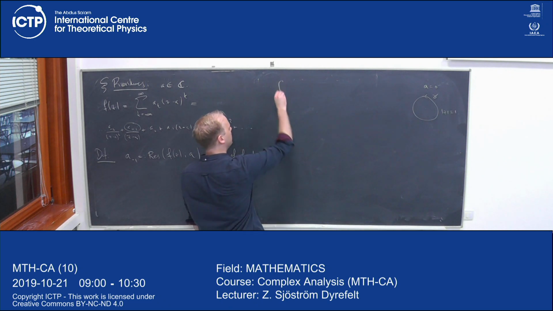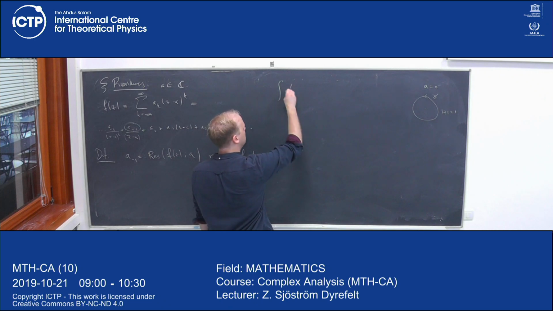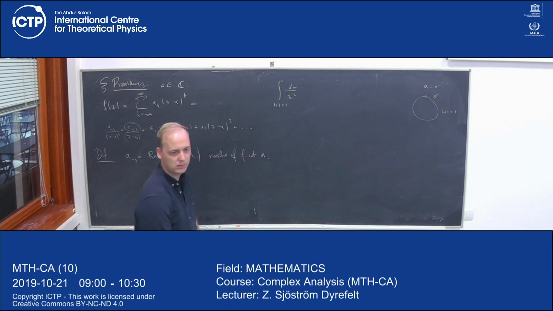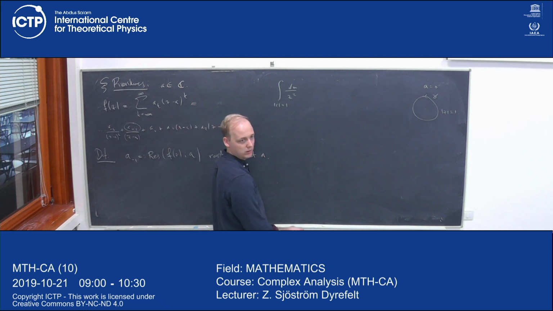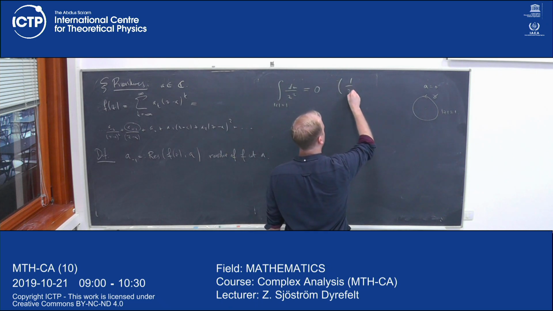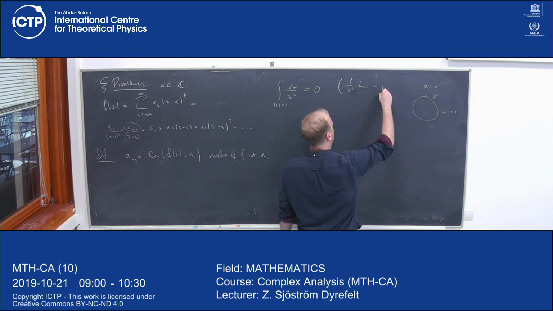Then what happens if I integrate 1 over z squared dz along this circle? Then what is this equal to? Aha, it's equal to 0. Why? Because 1 over z squared has a primitive. Exactly. So it's equal to 0 because 1 over z squared has a primitive.